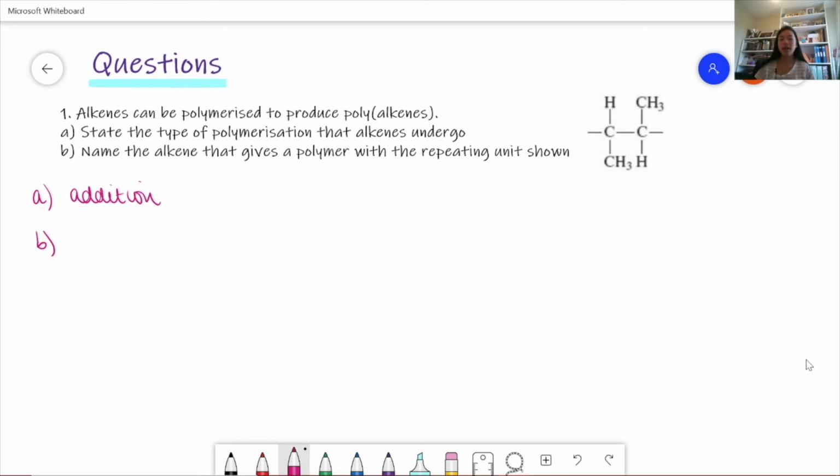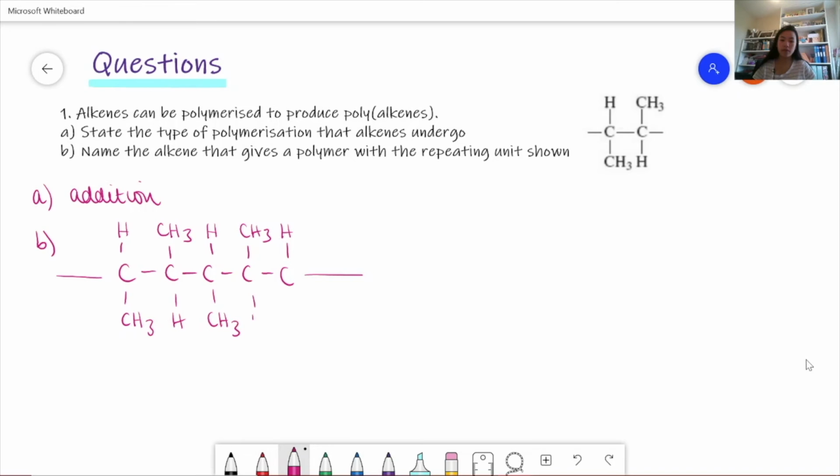And then for B, name the alkene that gives a polymer with a repeating unit shown. So if that's a repeating unit, then that means that the polymer looks something like this. So you've got hydrogen and a methyl, and another hydrogen and a methyl, and a hydrogen, and so on. So this would be our polymer.